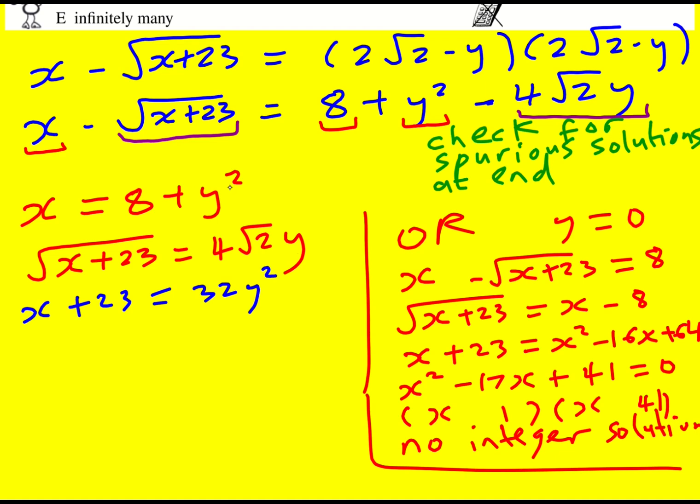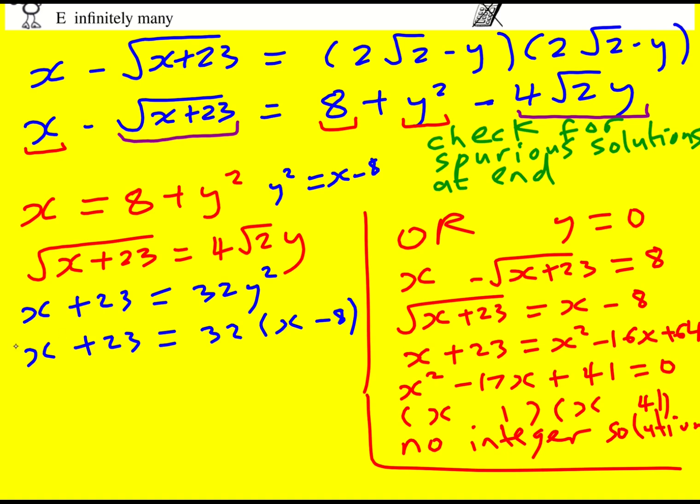And what I can do is rearrange this one to make y squared the subject. y squared is going to be x minus 8. And then I'm going to get x plus 23 is equal to 32(x minus 8). So I've managed to eliminate y squared from the problem. It's still there as a solution, but we'll worry about that later. Let's try and find the value of x.